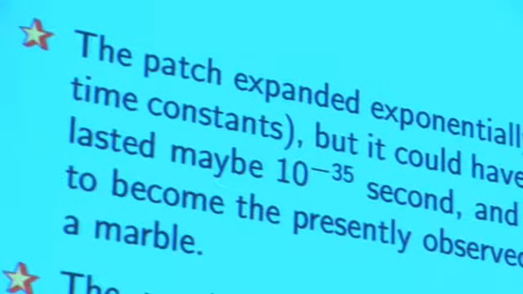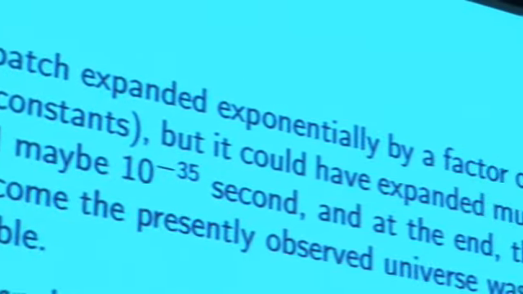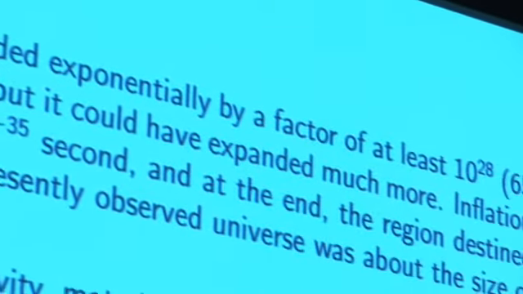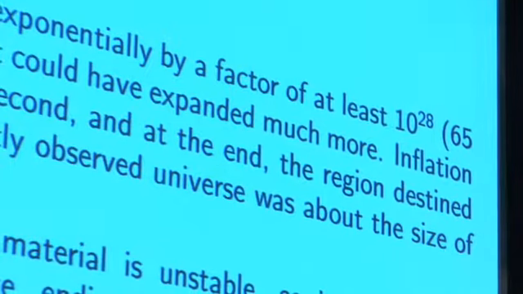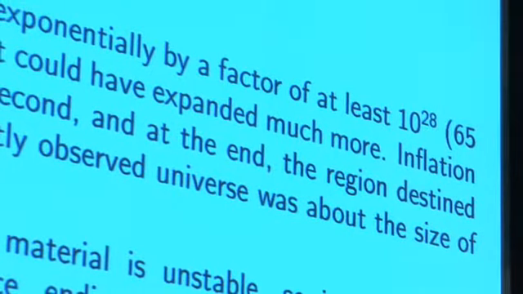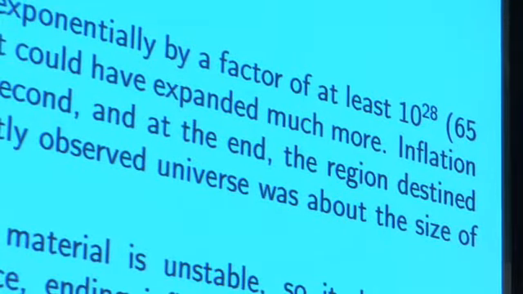So every 10 to the minus 37 seconds, this region of space would double or multiply by e. To this accuracy, it doesn't matter which of those you say. And we'll keep doing that again and again. And to make it work, what you need is a total factor of about 10 to the 28, which only requires about 65 time constants. E to the 65 is about 10 to the 28.